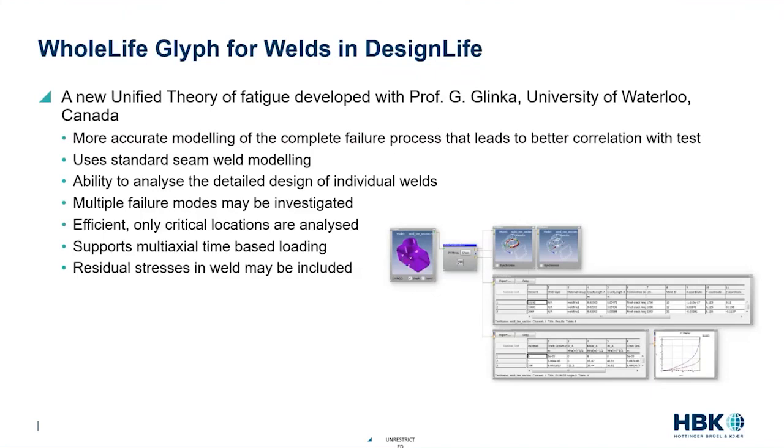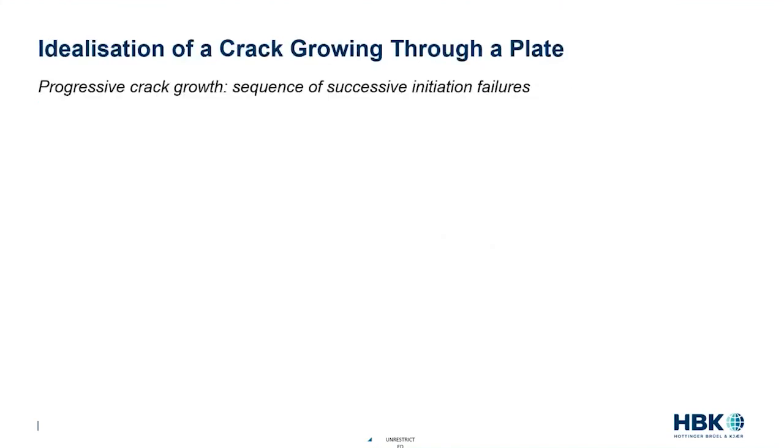We can look at a variety of failure modes. It's a relatively efficient calculation because we're using Seamweld as a filter to identify just critical locations to do this calculation on. It supports multi-axial loading, so it's a standard final solution. Types of loads you put on just a global model can be used in this calculation automatically. And we actually have the ability to import either measured or predicted residual stresses.